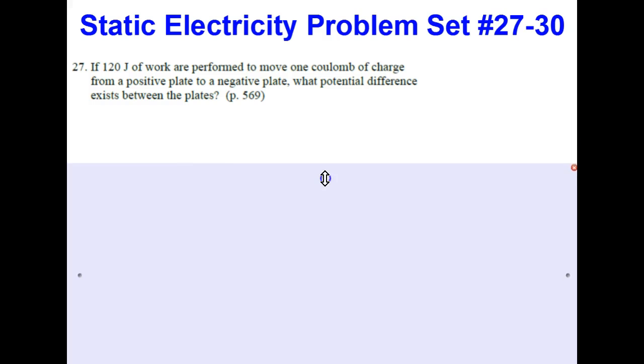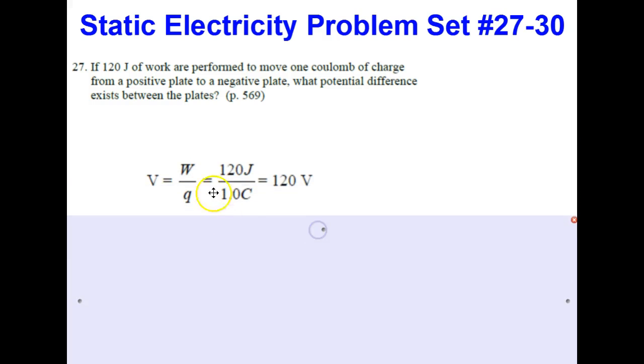The equation that relates those three quantities is V equals W divided by Q. Your work is 120 joules. Your Q is 1 coulomb. Of course, this is 120 divided by 1, which is 120. And the units are volts for potential difference.